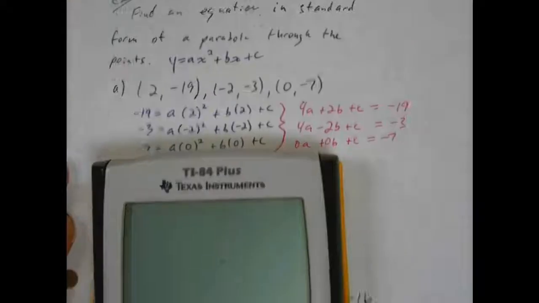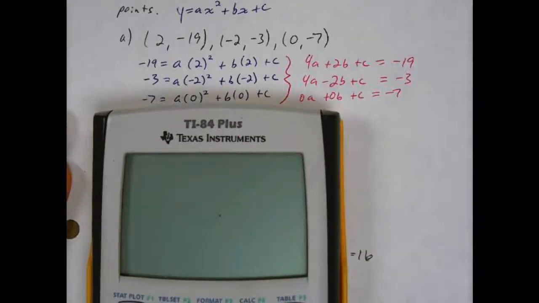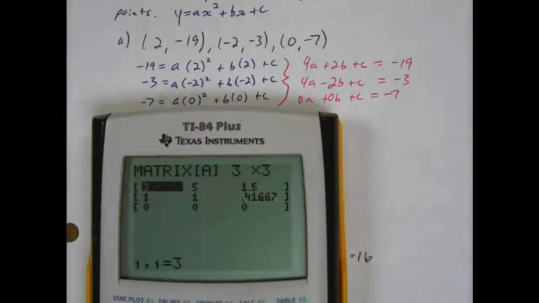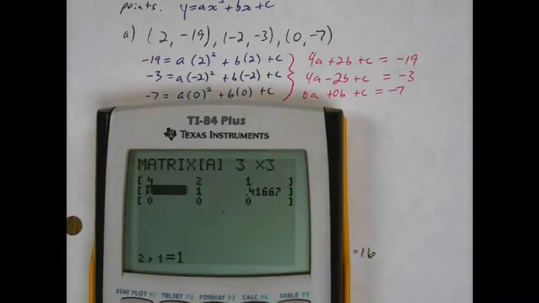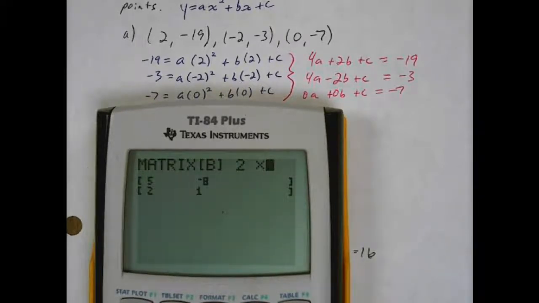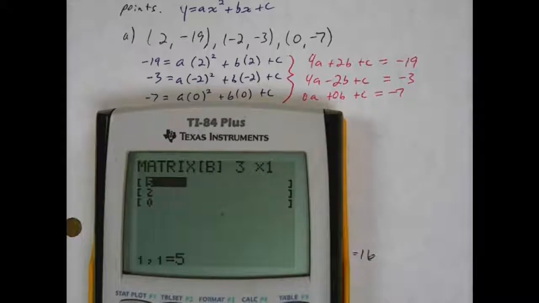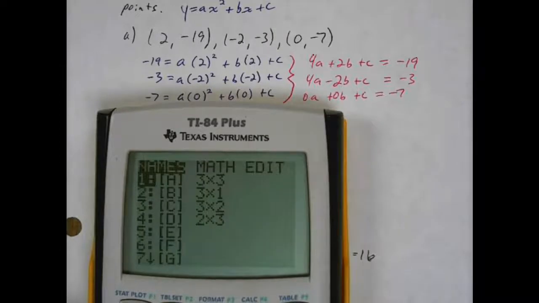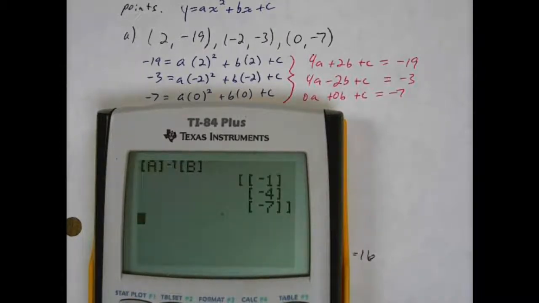We would have a 3 by 3, so we can do the A inverse B stuff. If I make matrix A a 3 by 3, where I have 4, 2, 1, 4, negative 2, 1, 0, 0, 1, and then I can make matrix B a, sorry, 3 by 1, right? 3 rows. It's negative 19, negative 3, negative 7. Then we can go back to our main screen and do A inverse B to solve it. So all that tells me is A is negative 1, B is negative 4, C is negative 7.